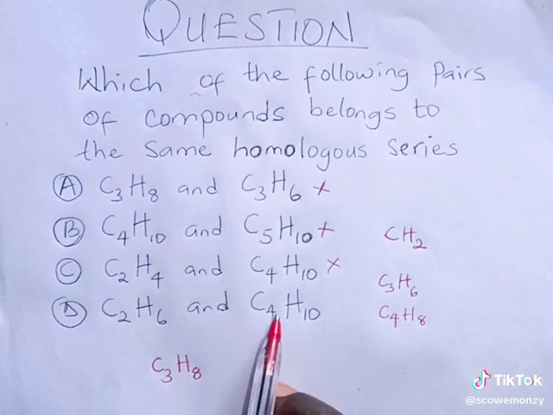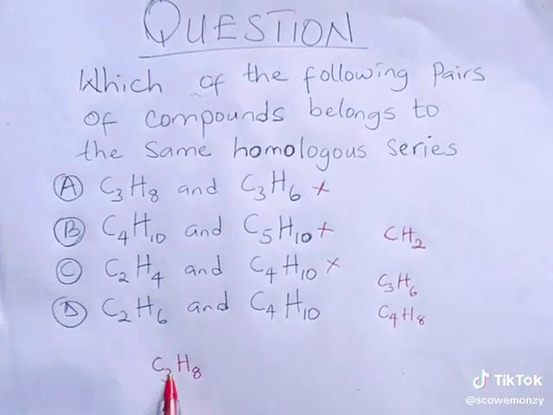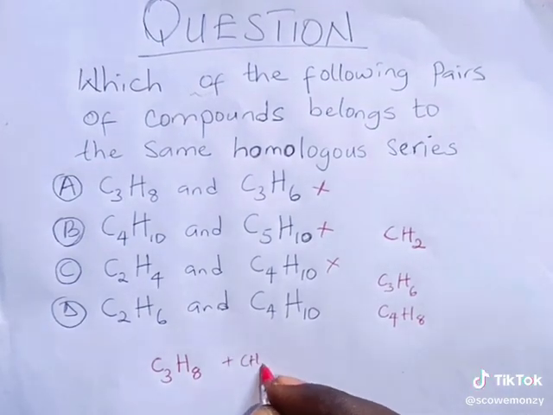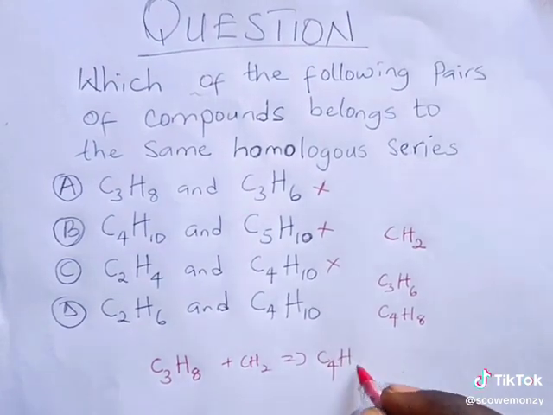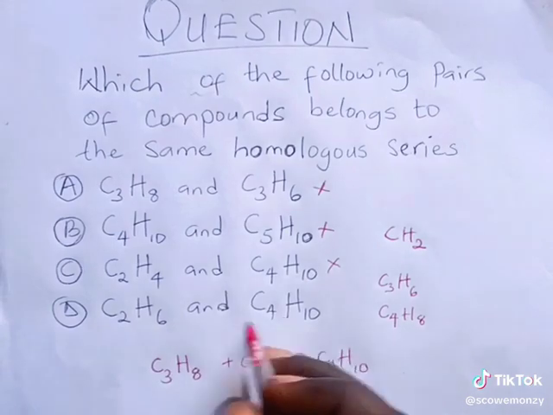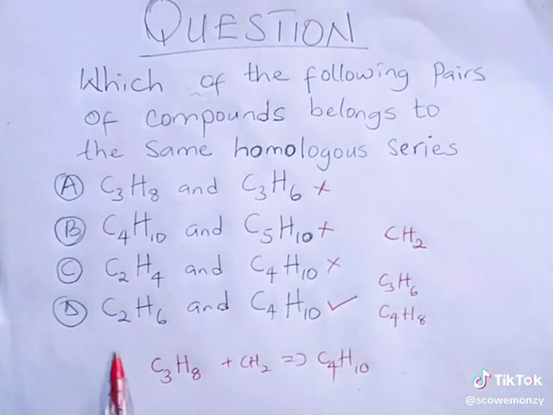And then to find if this is the successor of this, we are also adding CH2 units to this. Then plus CH2, we will have C4H10. So it means this pair is in the same homologous series. And the correct option is option D.